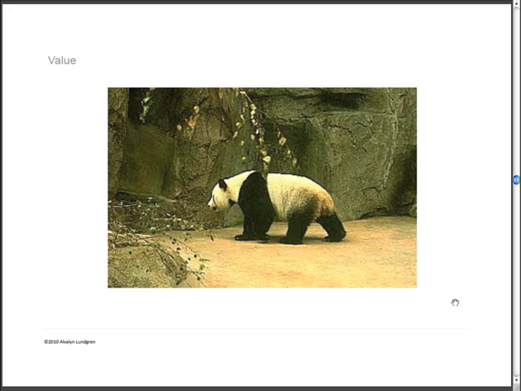So as we look at the panda, what we're seeing here is the greatest contrast of light and dark. We have the darkest colors and the lightest colors on the panda, and then everything else translates to kind of a middle value gray.